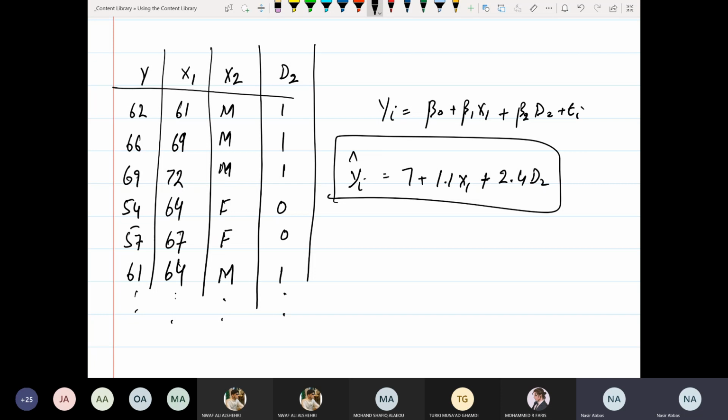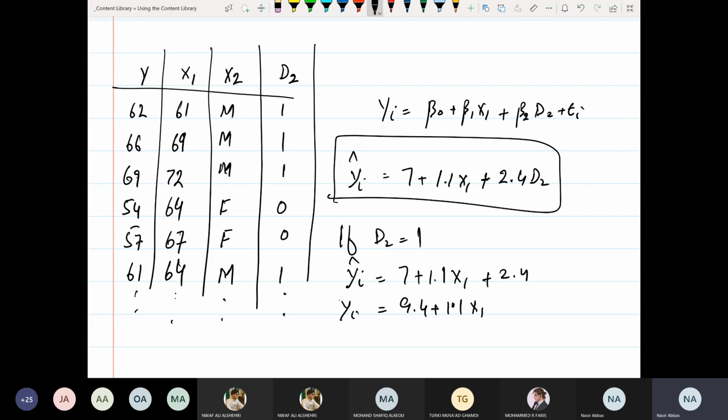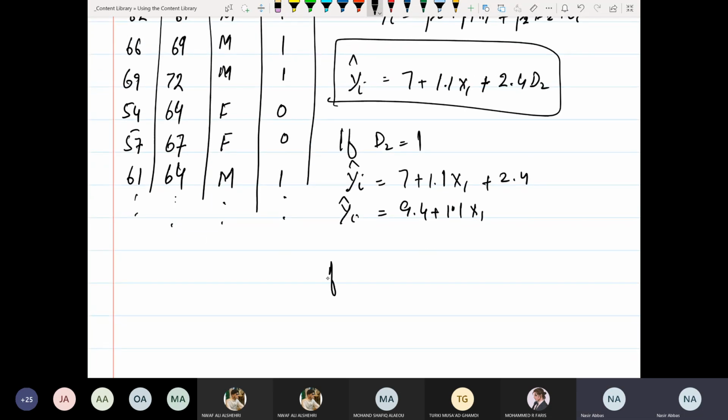Because inside this model you have D2, and how many values of D2 are possible? There is 0, there is 1. 1 indicates that the student is male. If D2 is 1, this model will be Yi equal 7 plus 1.1 times x1 plus 2.4. This will be 9.4 plus 1.1 times x1. And if D2 is 0, that is females, this model will be Yi hat equals 7 plus 1.1 times x1.